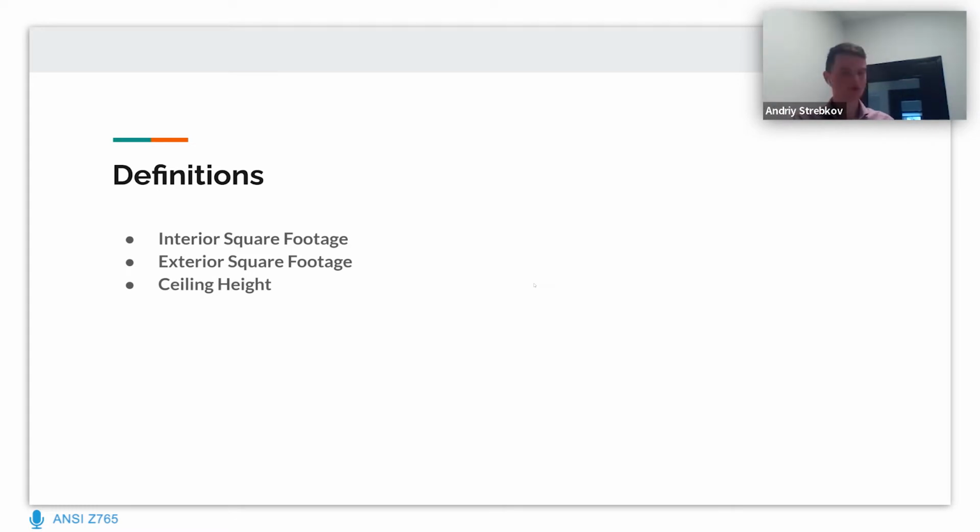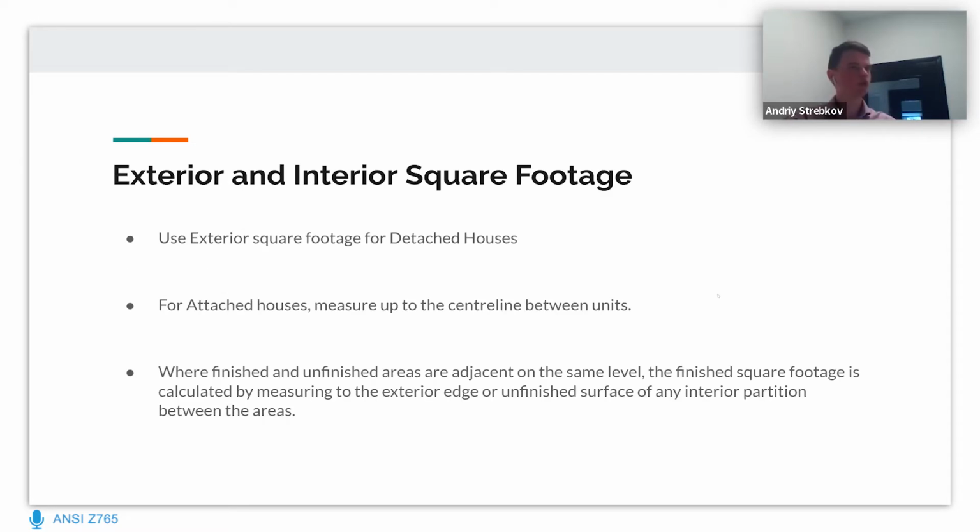Now, let's jump right into some of the ANSI Z765 requirements. First of all, exterior and interior square footage. How do you measure it according to ANSI Z765? Well, when it comes to exterior square footage for detached houses, it's pretty simple. You just measure and include the exterior walls.